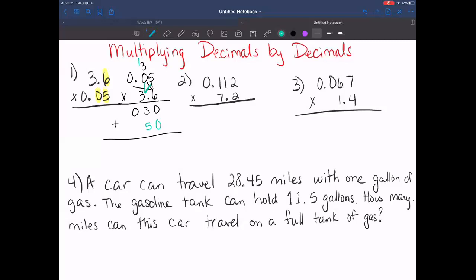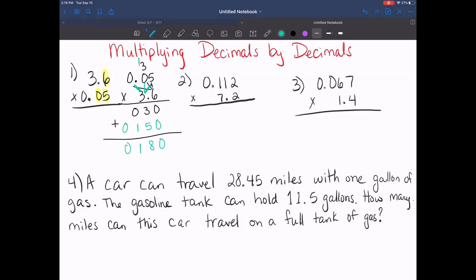All right. 3 times 0 is 0. Plus 1. It's just that 1. And then 3 times 0 again is just 0. So now when I add it up, 0 plus 0 is just 0. 3 plus 5 is 8. 0 plus 1 is just 1. And then I'm bringing my 0 down.